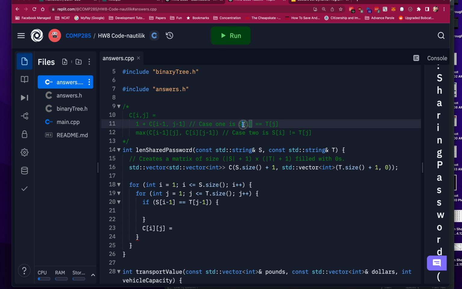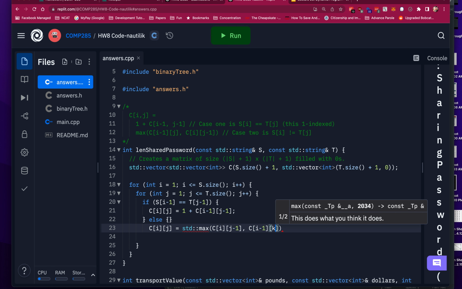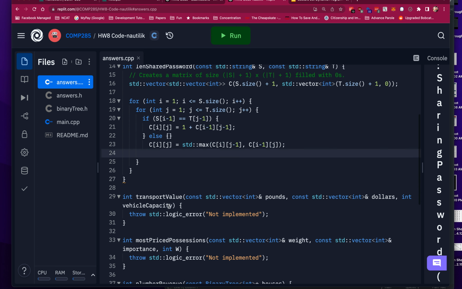So if they're equal, because when I said s_i equals t_j, this is 1 indexed. When I'm writing it in code, arrays are 0 indexed, right? Then that means c[i][j] is equal to 1 plus c[i-1][j-1], right? Otherwise, the other case, it means that c[i][j] is equal to the maximum of c[i][j-1], c[i-1][j]. Okay, very simple code, actually. Very hard to understand. Very simple code.